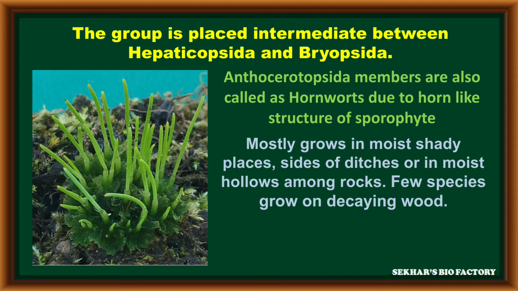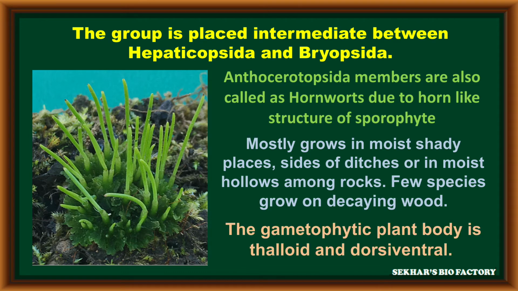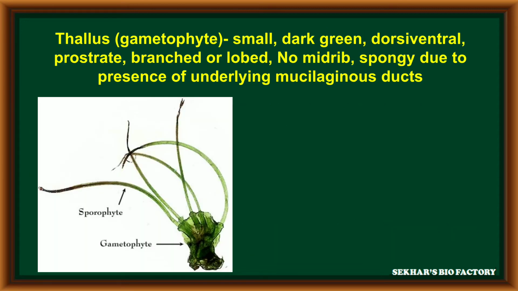Most of the members grow in moist shady places, and their sites of attachment are in moist hollows among rocks. But a few species grow on decaying wood. The members have a gametophytic haploid plant body, and it is thalloid and dorsiventrally differentiated. The thallus, or gametophytic plant body, is small, dark green, dorsiventrally differentiated, prostrate, and branched or lobed. Generally, there is no midrib, and it is spongy due to the presence of underlying mucilaginous ducts in this plant body.